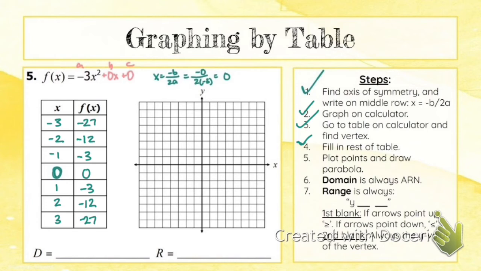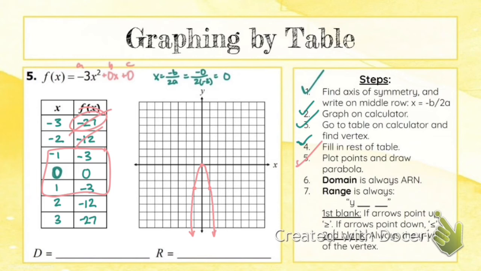All right, so we don't have negative 27 on here. We don't have negative 12 on here. We can only graph these 3 points. So negative 1, negative 3, left 1, down 3, 0, 0, and then right 1, down 3. So our parabola looks like this. All right, we have plotted our points and drawn our parabola.